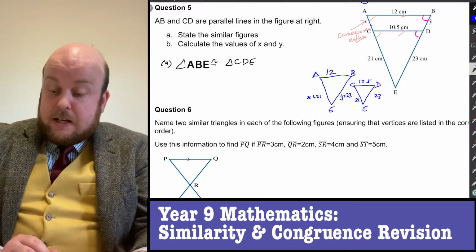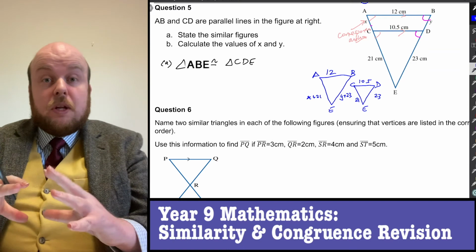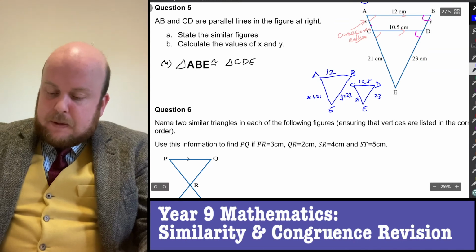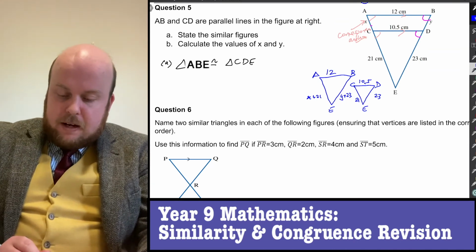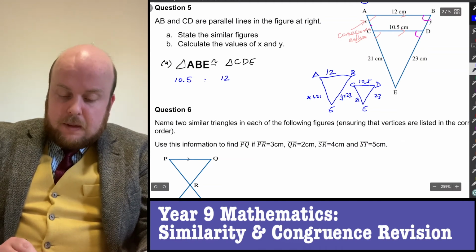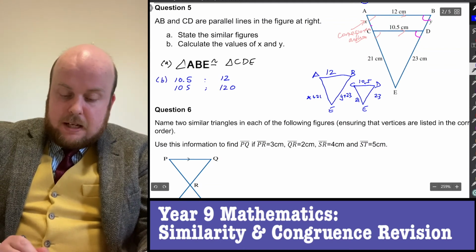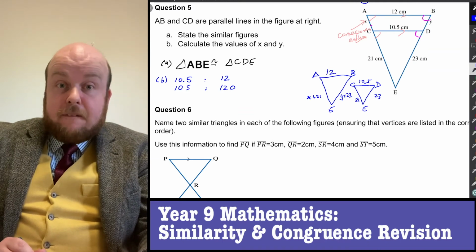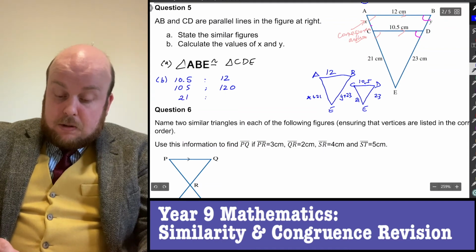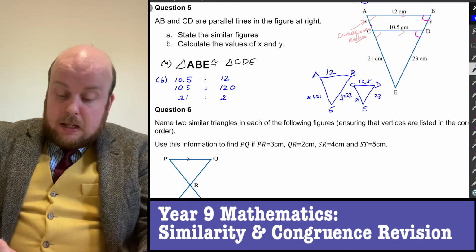So what we're going to have to do is find out how much the smaller triangle has been enlarged to get the bigger triangle. The only sides that can help us out will be the 12 and the 10.5. So I'll go from 10.5 to 12. So that's a ratio of 105 to 120. We should be able to divide that by 5. So that's going to get me 21 to 24.